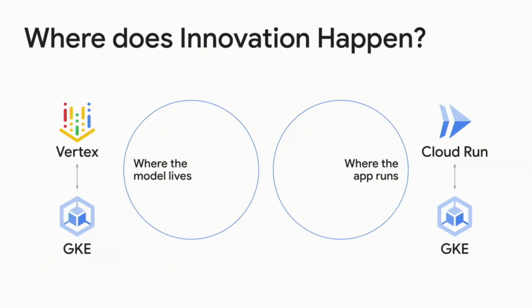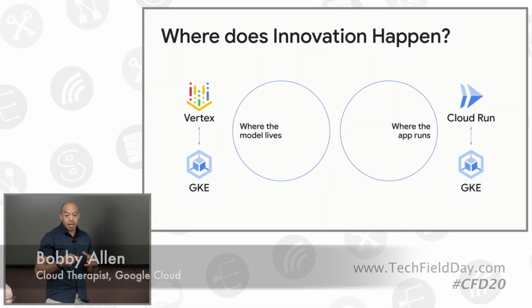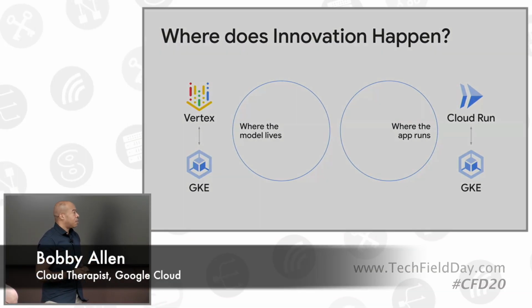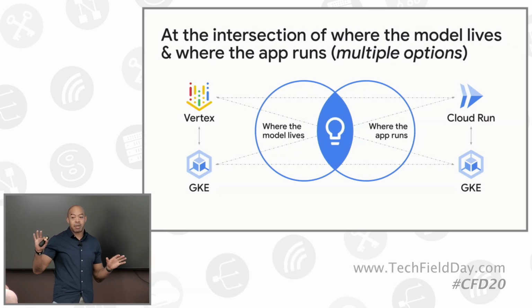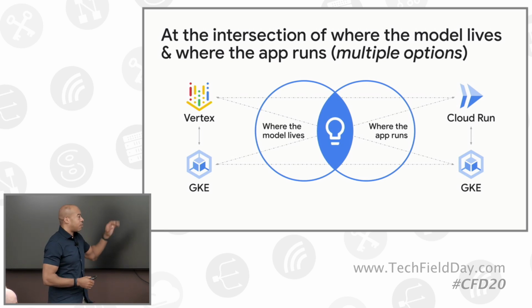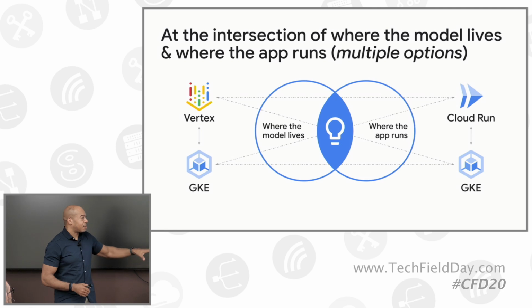One thing I want to put in front of you all just to try to tie some of this together. So here's the question. Where does innovation happen? And this is pulling together some of the things we talked about today. It happens at the intersection of where the model lives and where the app runs. We talked about Vertex, GKE, and Cloud Run, but the reality is a lot of people are only talking about the left side of this diagram, right? The sauce or the spice, but you've got to talk about the dish.